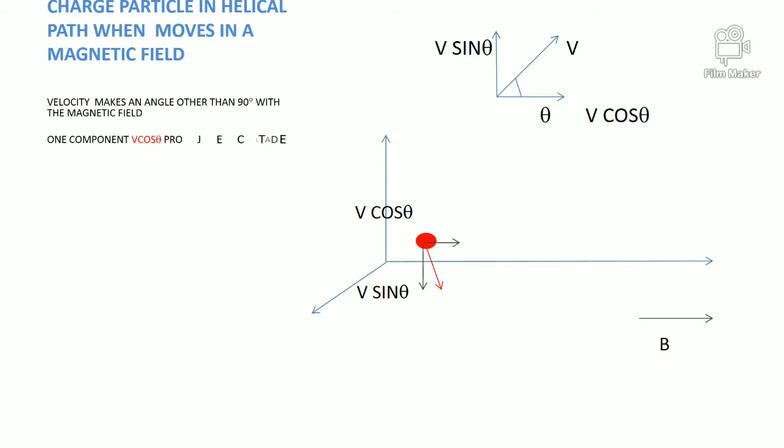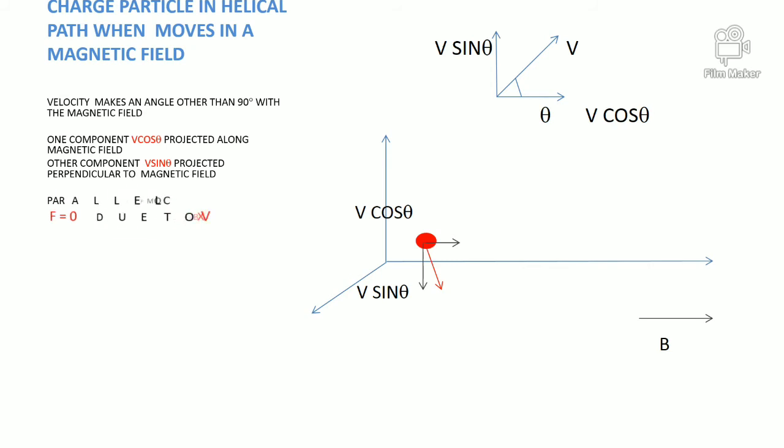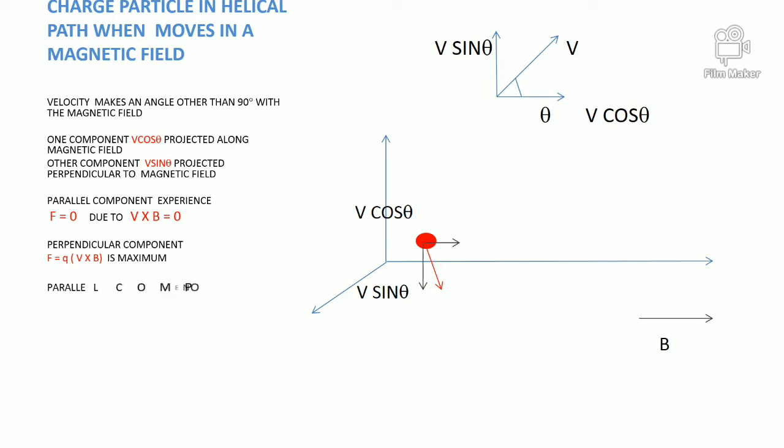And we have two components here, a cos component and a sin component, because it makes an angle of projection other than 90 degrees. So the cos component will not experience any force on the charged particle, and will make the particle move in a translatory motion, and the sin component, which is a perpendicular component, will make the particle move in a circular path. So the force is maximum for the perpendicular component, that is the sin component.